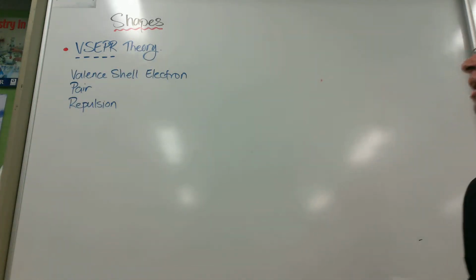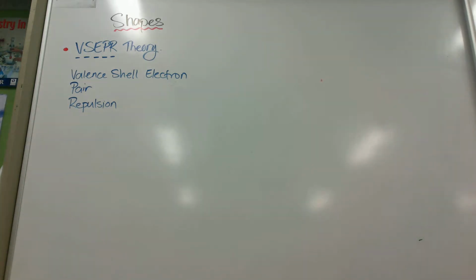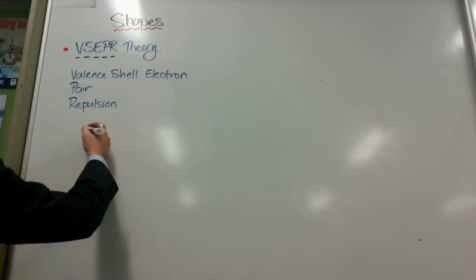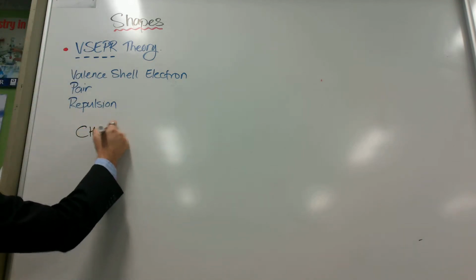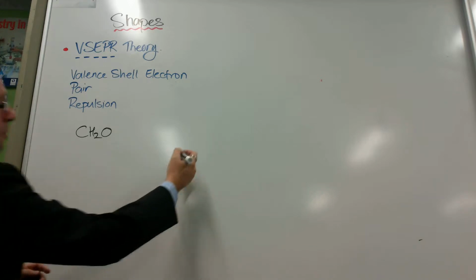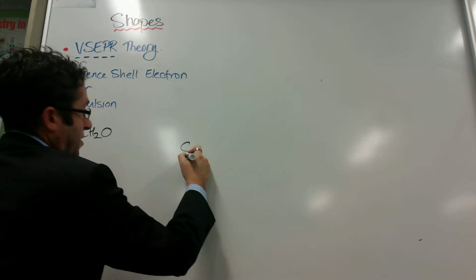Because it's looking at the valence shell electrons, often a good thing to do is to start with a Lewis structure. So I'm going to first of all look at CH2O. Carbon is the thing with the highest valency there, so it will be my central atom. So I'm going to be looking at the shape of this molecule around carbon. I don't care about the shape around the other atoms, it's just the central atom that I care about. So I'm going to put my carbon here.